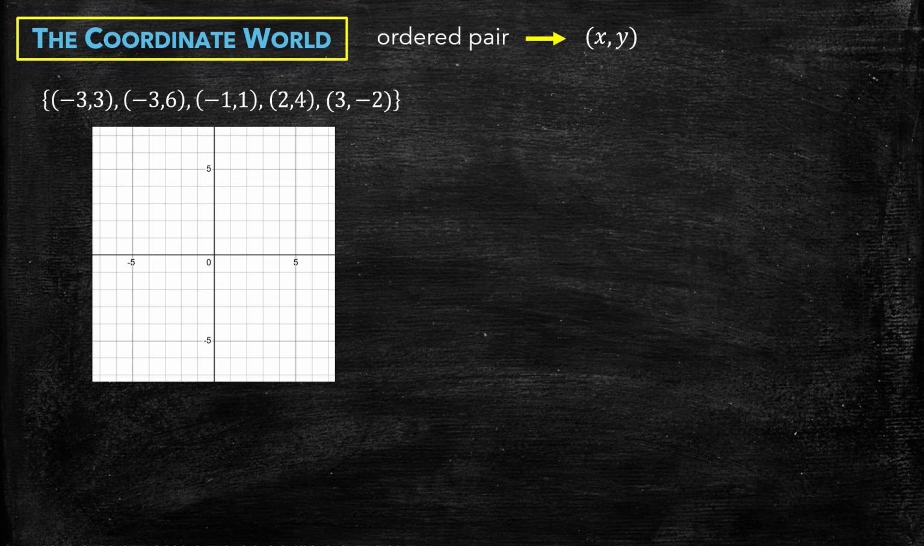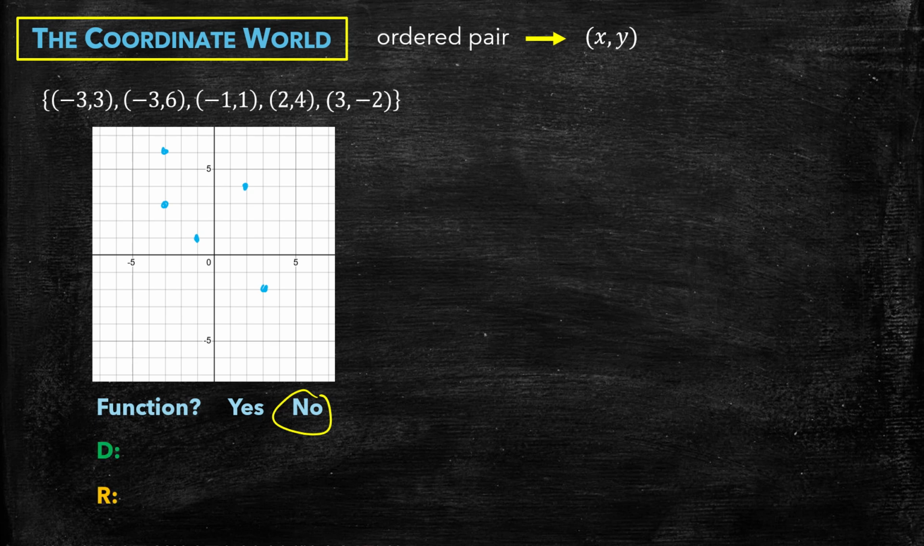So (-3, 3), (-3, 6), (-1, 1), (2, 4), and (3, -2). And of course the question is, is this a function, yes or no? Well, you probably already saw that the -3 is repeated, so the input of -3 goes to two different outputs, and that's a problem. And you can see that problem in the graph because the 2 points are vertically aligned, so be on the lookout for that. So no, it's not a function.